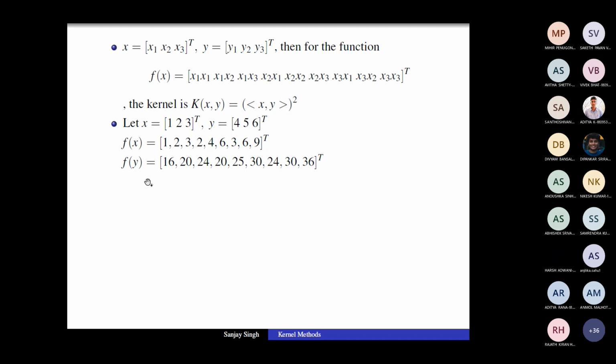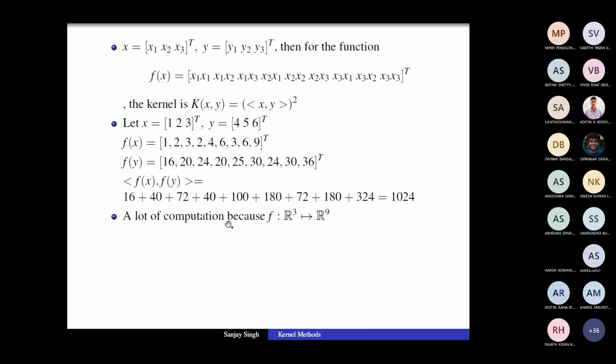Sorry, here it should be the inner product of f of x comma f of y. There's a typo, square. So anyway, let me find the kernel only. In this case, between this and this, we are finding the inner product, right? 16 into 1 plus 2 into 40 plus 3 into 24 plus 2 into 20, all these things. We are finding the kernel, and that is 1024. So you saw the process. That is how you do all this stuff.